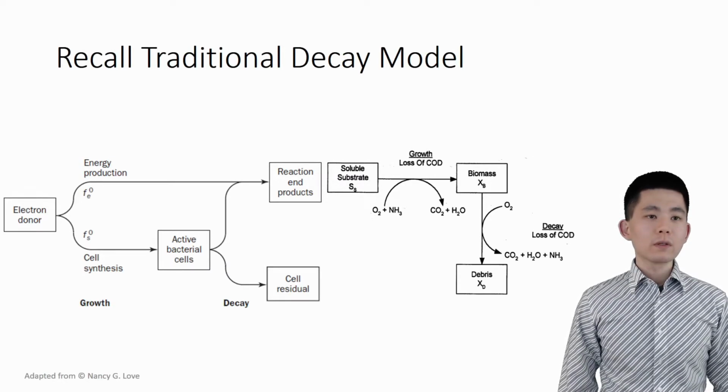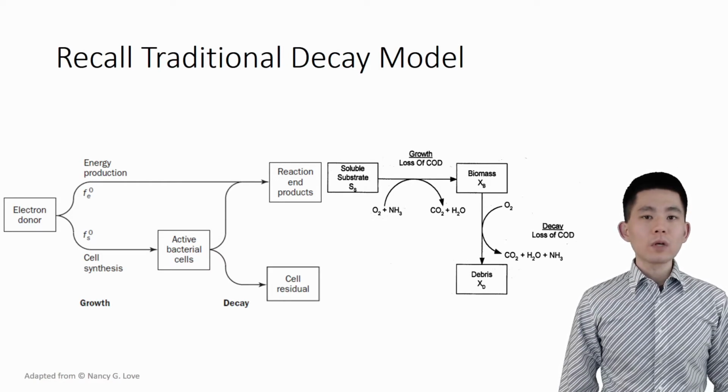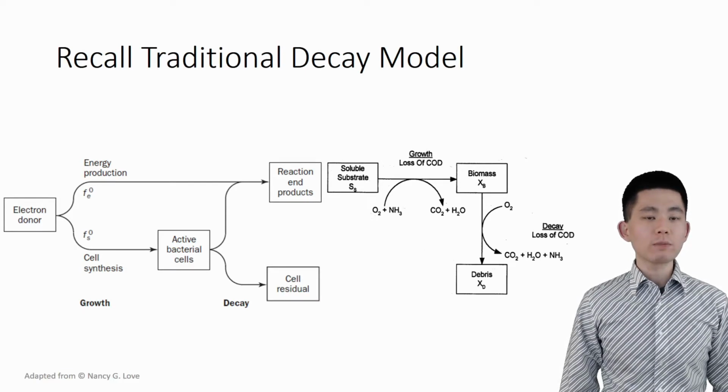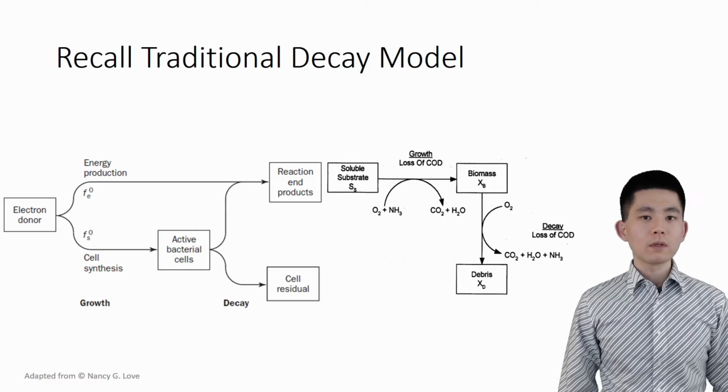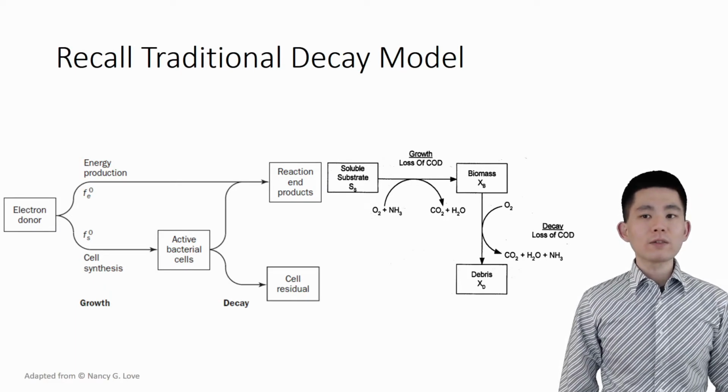But first, let's quickly recap the simple model we learned. This diagram illustrates the energy flow and stoichiometry of biomass growth and decay. Recall that in the simple model, we used the conventional decay model for debris generation. In the conventional decay model, decay is regarded as a redox reaction with COD loss.